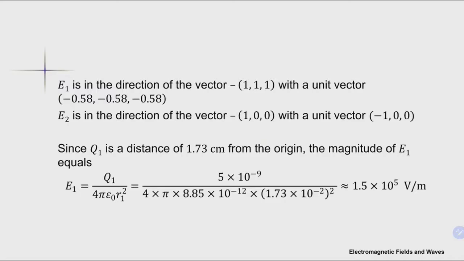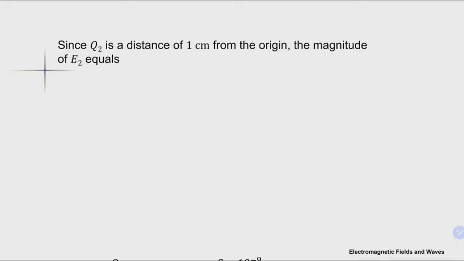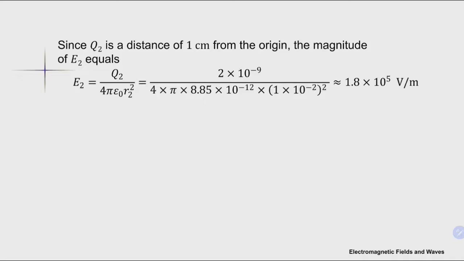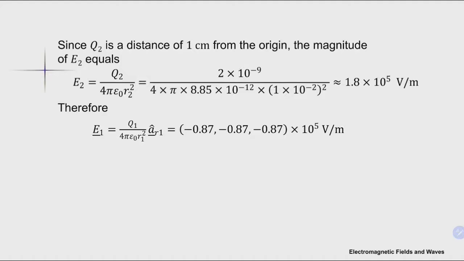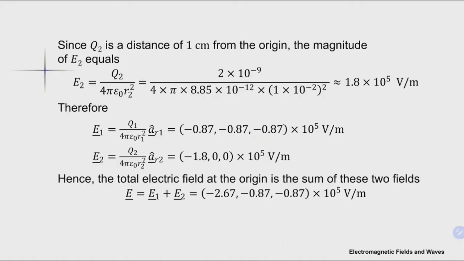Okay, so if you put in the values, the electric field magnitude E1 is 1.5 times 10 to the 5 watts per meter. And then E2 will be 1.8 times 10 to the 5 watts per meter. And then put in the vector. So that is my electric field E1, E2, and then you can do a vector sum of these two. And that is your solution for the total electric field.